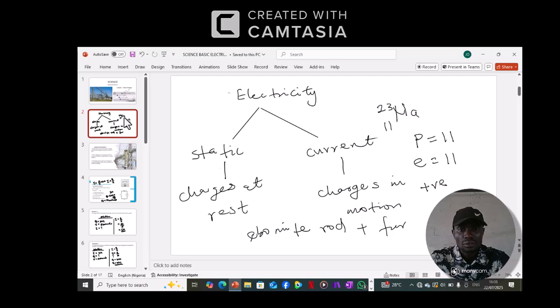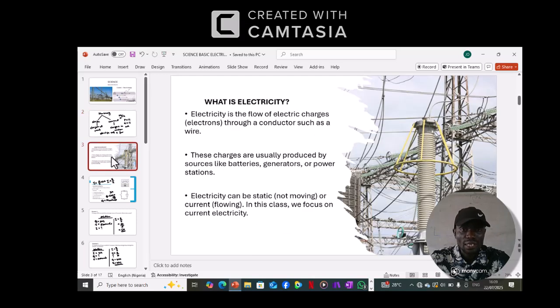And we have current electricity. Current electricity deals with charges in motion. So when the charges are now moving, then it becomes current. If charges are produced and they are not moving, then it's not yet current. So charge must move. Charges in motion is called current electricity, and that is what we dealt with. Electricity is the flow of electric charge, of course. It's the flow of electric charges through conductors such as wire.